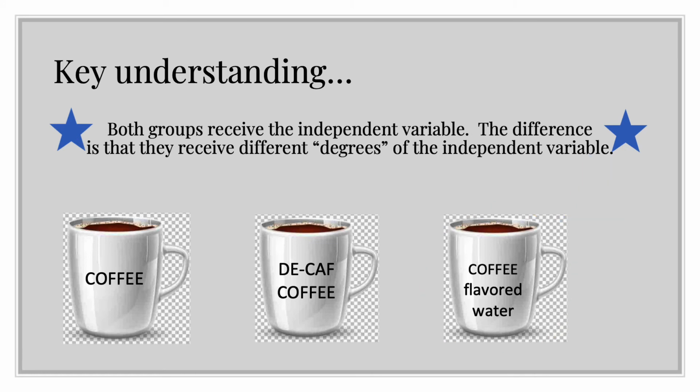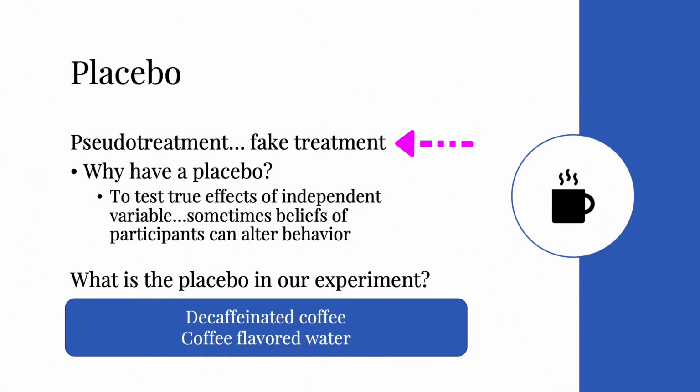Okay, as if that wasn't enough, we have one more term to learn. Placebo is a super important vocabulary term you've got to make sure you understand. It's the pseudo treatment. Pseudo meaning fake treatment. Why do we have a fake treatment? Sometimes beliefs of participants can alter their behavior. So you've got to make sure that you have a fake one in there, and they're not just given the caffeine. Otherwise they act the way they would, knowing that, or they start feeling all peppy because they think they may have gotten the caffeine.